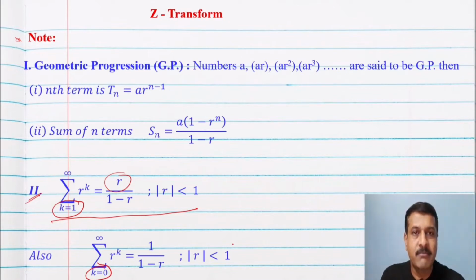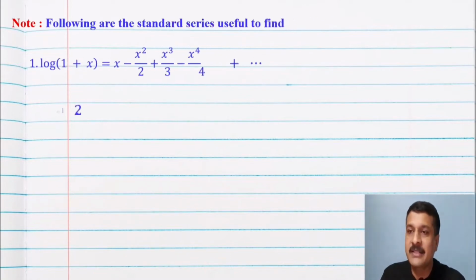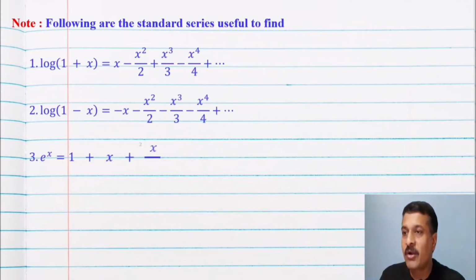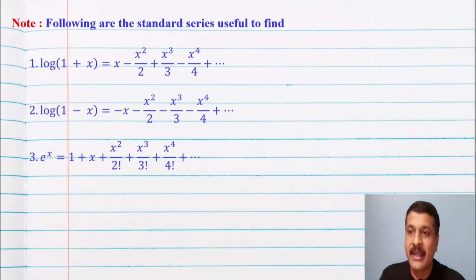So you must remember this, and you can see that by these summation formulas it is easy to find the Z transform of any function, means any sequence. Also, you remember this standard series that you already know, that is the log of 1 plus x, equal to x minus x square by 2 plus x cube by 3 minus x raised to 4 by 4 plus and so on. The same thing I can write with minus x. So log of 1 minus x means x replaced by minus x. I am getting here minus x square by 2 minus x cube by 3 minus x raised to 4 by 4 minus and so on.